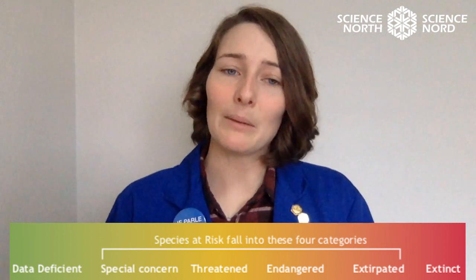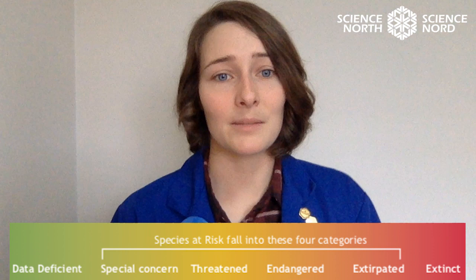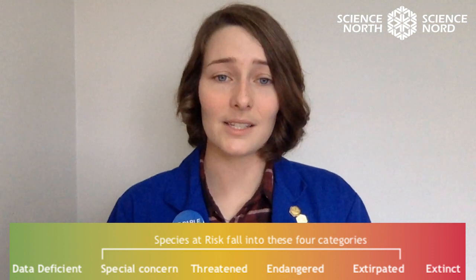And lastly, number 6, extinct. This means that the species no longer exists. So the lake sturgeon being an endangered species means that their population has been declining for a certain period of time to the point where it is at serious risk of extinction.